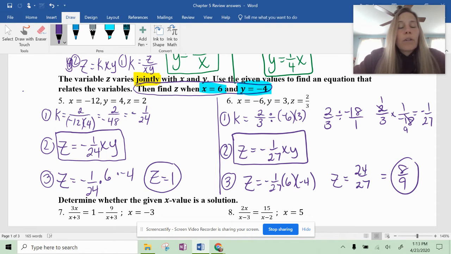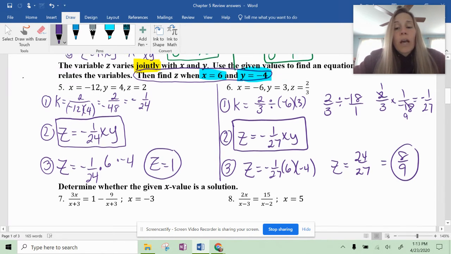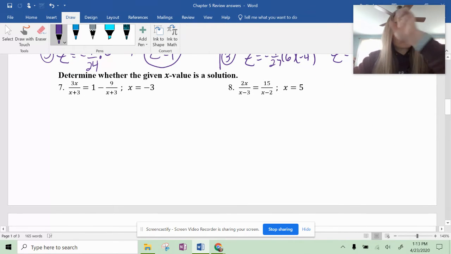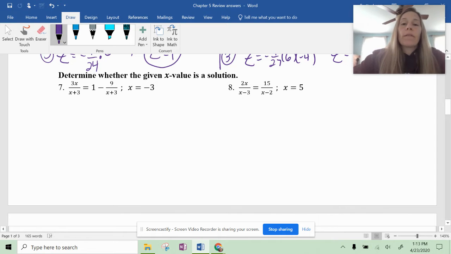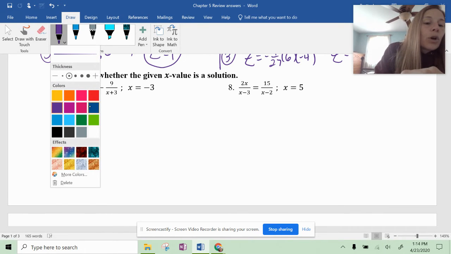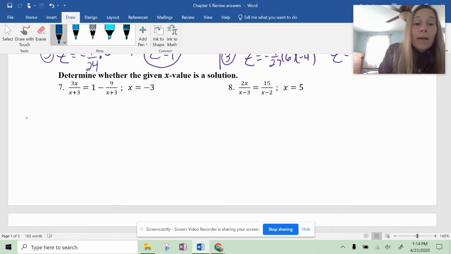Okay, so now moving on to the rational expressions portion of the chapter. The first thing we did was check to see if x was a solution, which means you want to make sure it's not an extraneous solution. So if I were doing that for number 7, for example, I'm going to put in this -3 everywhere I see an x.